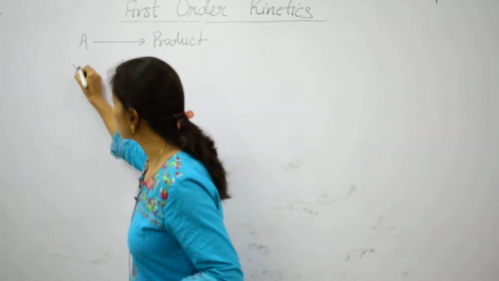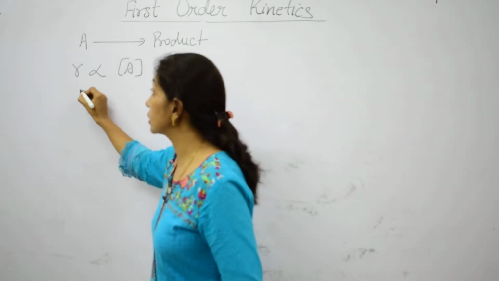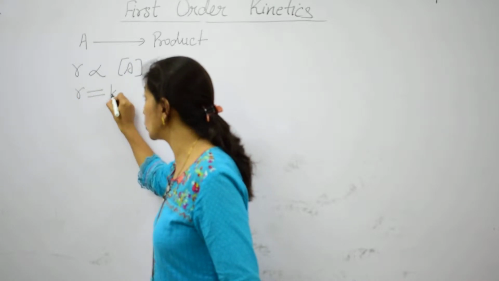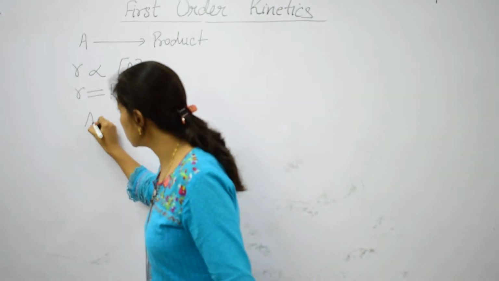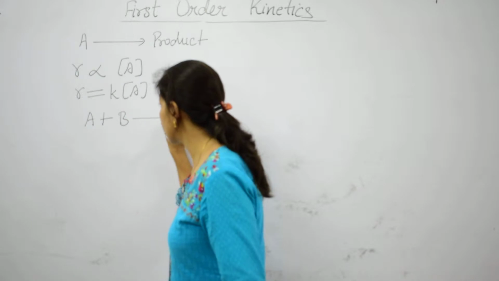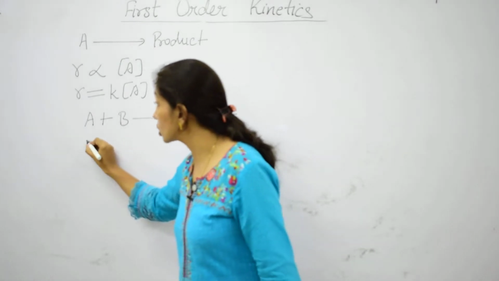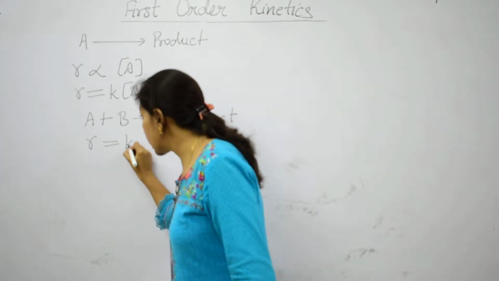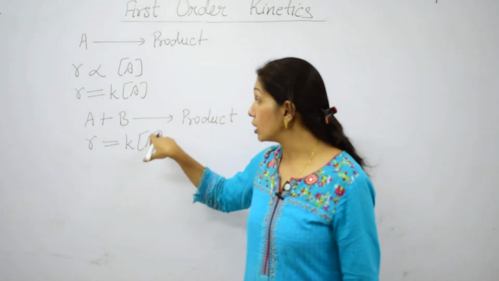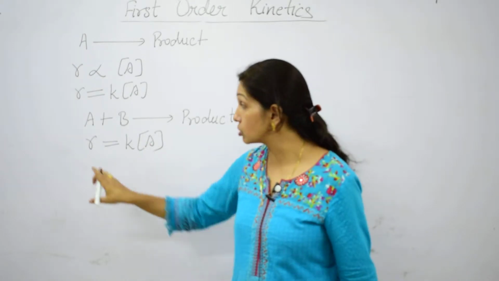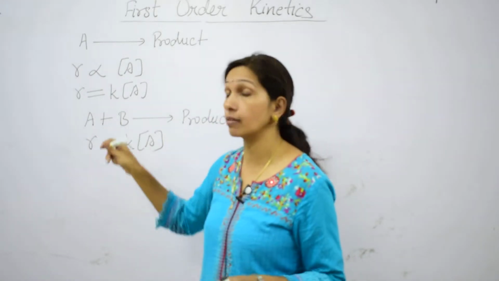for this reaction, rate of reaction will be directly proportional to concentration of A only. Therefore, we can write down R is equal to K A with power 1. Or if two reactants are there changing into product, but the rate of reaction only depends upon the concentration of A only, then again it will be first order reaction having the power 1 on the reactant A, means rate of reaction will only depend upon the concentration of one of the reactant A.